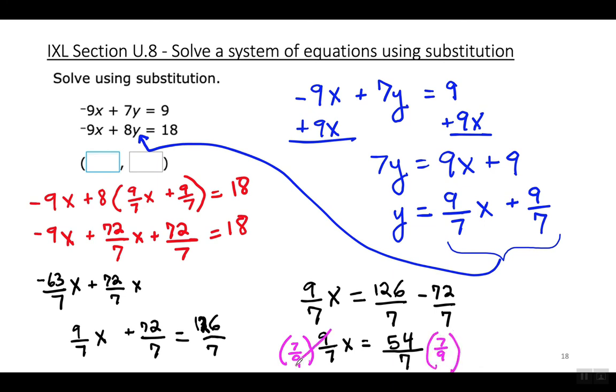Okay, on the left, this will cancel out because you get positive 1. On the right, the 7s cancel out. And 54 divided by 9 is going to equal 6.